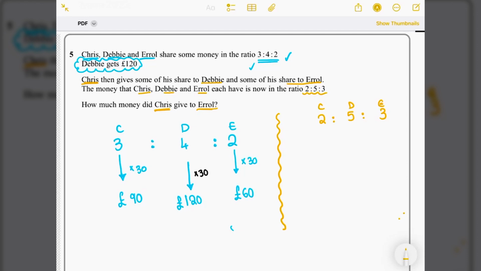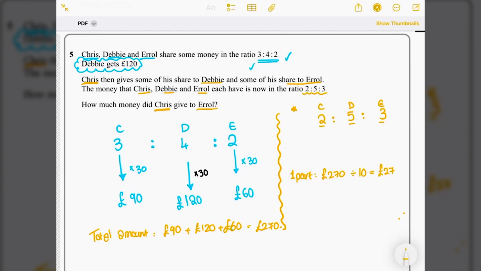So first we need to know how much money there was originally, because then I can share it in whichever ratio they give me. So the total amount of money that they were sharing was your £90 plus 120 plus the £60. So there's actually £270. To find out what one part is, I have £270 that I'm sharing between 2, 5, and 3. So altogether we've got 10. So 270 divided by 10 equals 27. So each part gets 27.